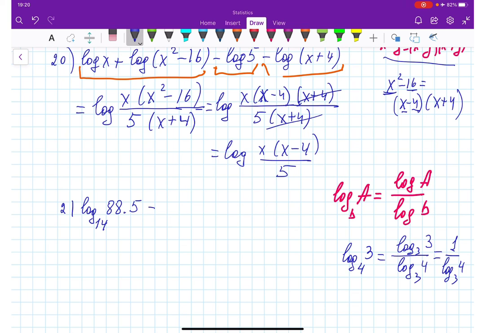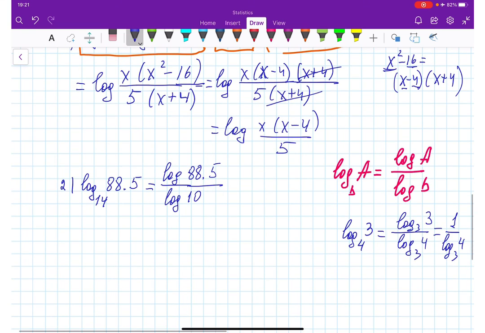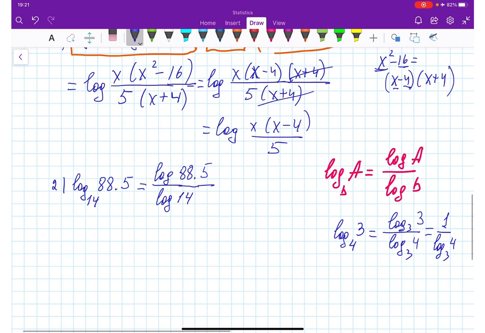Okay, so here we will get, if we convert to logarithm by base 10, yes, we will get log 88.5 over log by base 10, right? So we changed by base 10. Oh, I have 14, I'm sorry. Base 10, but it's log 14. Yeah. So if you use a calculator for logarithm of 88.5 and logarithm 14, approximately you should get 1.6987. Sometimes when you need to evaluate, you can use a calculator. Logarithm by base 10, here we have.